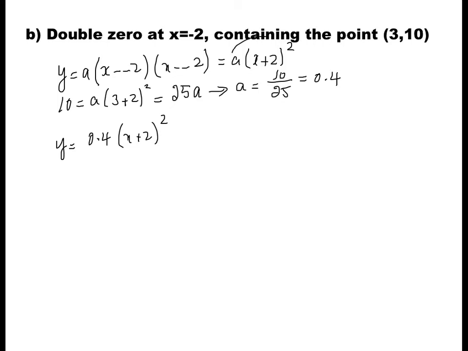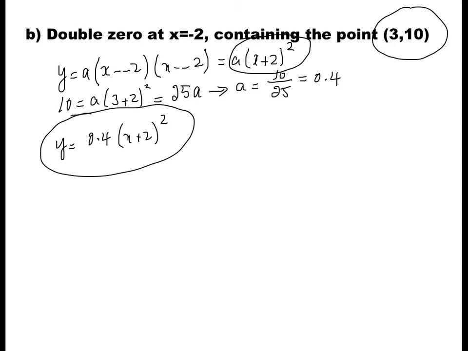Again, this equation here is the family of quadratics that has a double zero at x equal to negative 2. This equation is a unique member of this family which goes through this point.